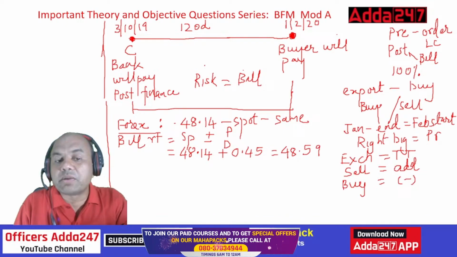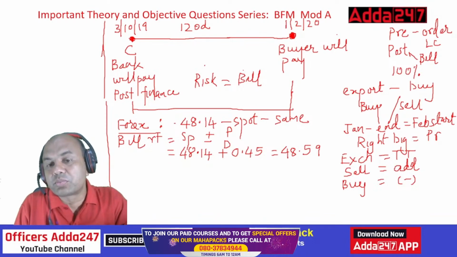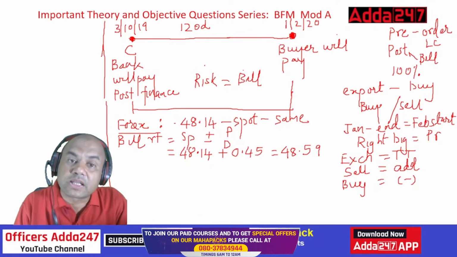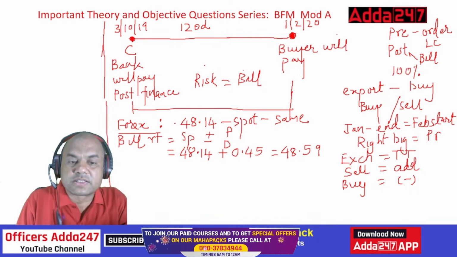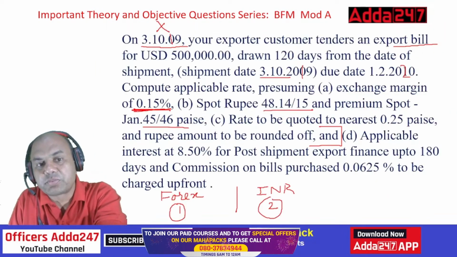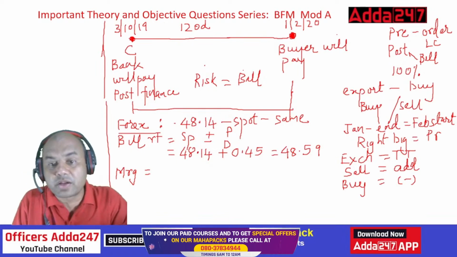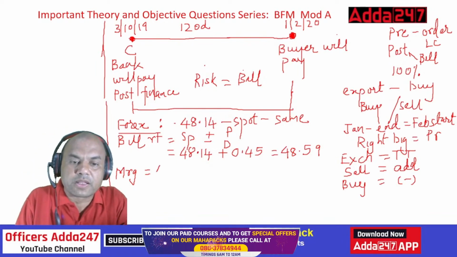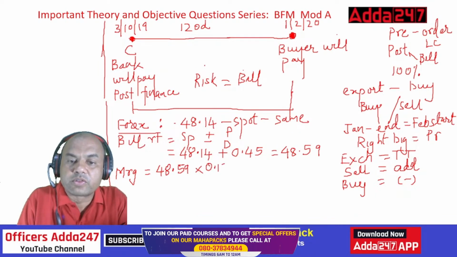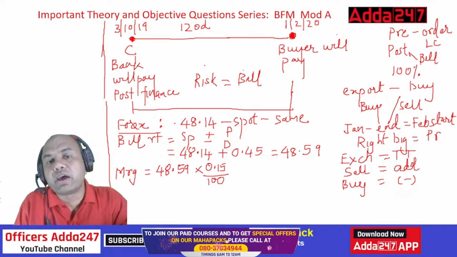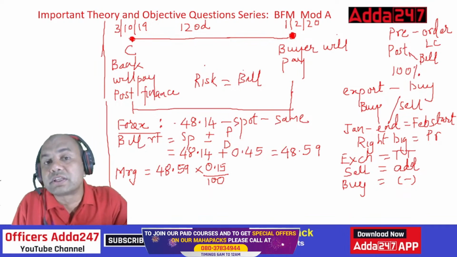So now I am doing buy, so I'll have to do minus. But what minus? I'll have to first calculate it. See this, margin equals 0.15%. Percent means upon 100. So it will be 48.59 into 0.15 upon 100. Now some of you might say, sir, why aren't we applying this buy low sell high maxim?